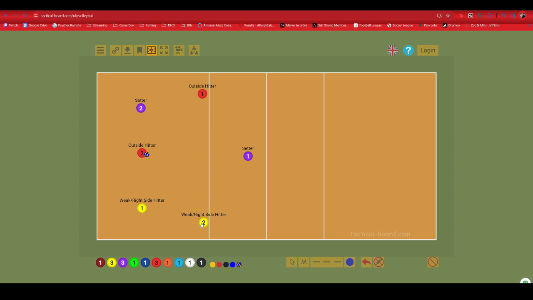Our outside hitter's in the right position, weak side's in the right position, setter's in the right position. Ball can come in, get set, and hit. Woohoo, everything's dandy. Now that the ball has been hit, if they play defense, we just stay here, right? We move back in, and we play defense.